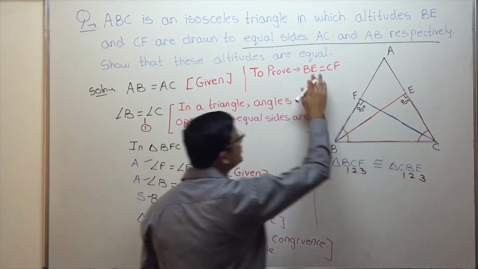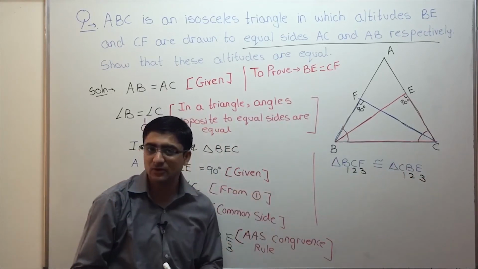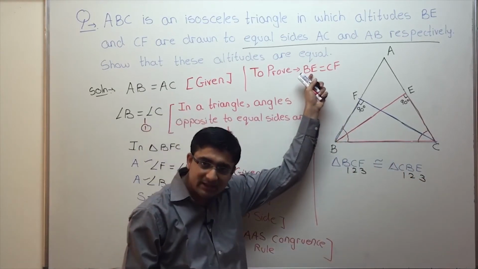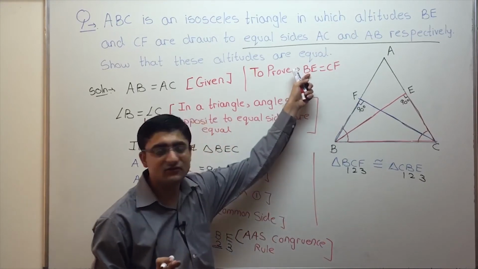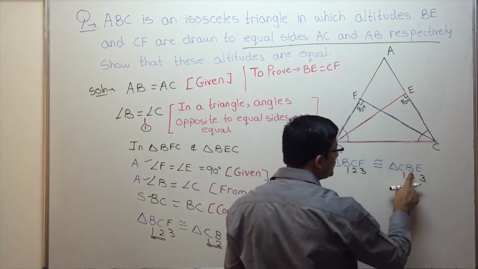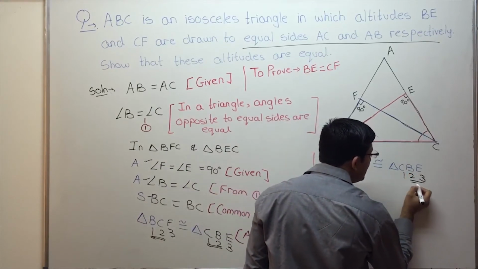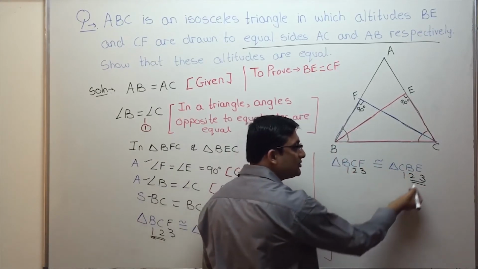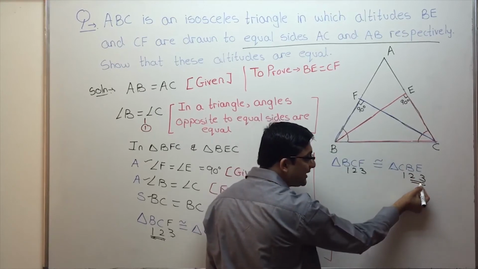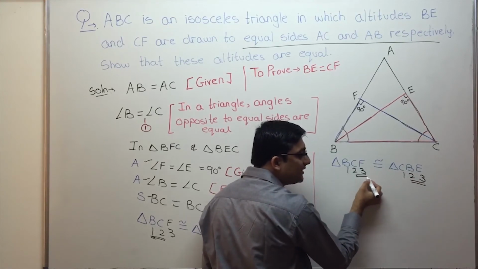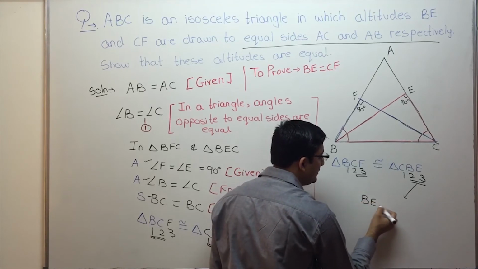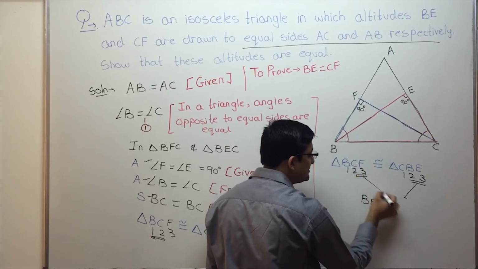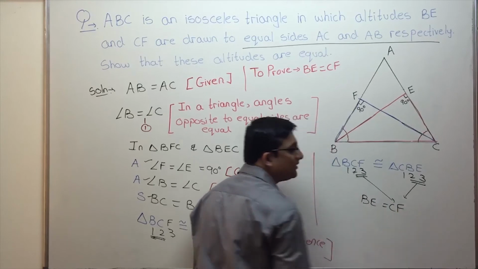Now what do we want? We want BE is equal to CF. So search for either BE or CF in your congruence statement. Your choice. Let's say I search for BE. So where is BE in my congruence statement? Here. BE is made up of the second and third letter. As per the congruence statement, the second and third letter will correspond to the second and third letter here. What is the second and third letter here? CF. So BE is equal to CF.